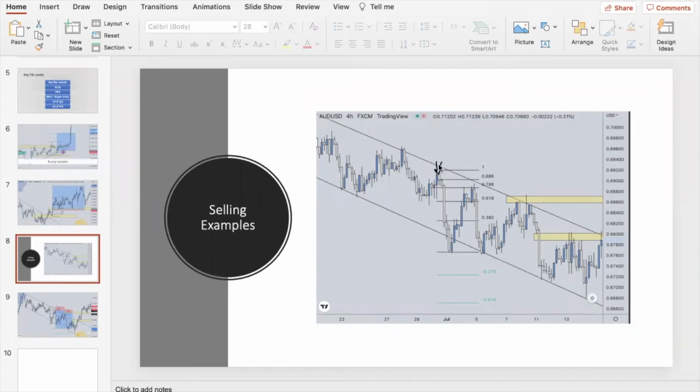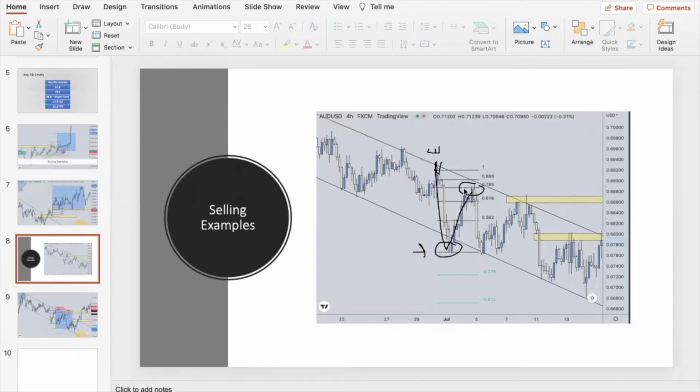I wait for a lower high to form, and I wait for a lower low to form, which is right here. So my lower low is here, my lower high is here. So I draw my fib from the top to the bottom and wait for price to come to my key fib levels. As you see, it came up to the 78 key fib level.